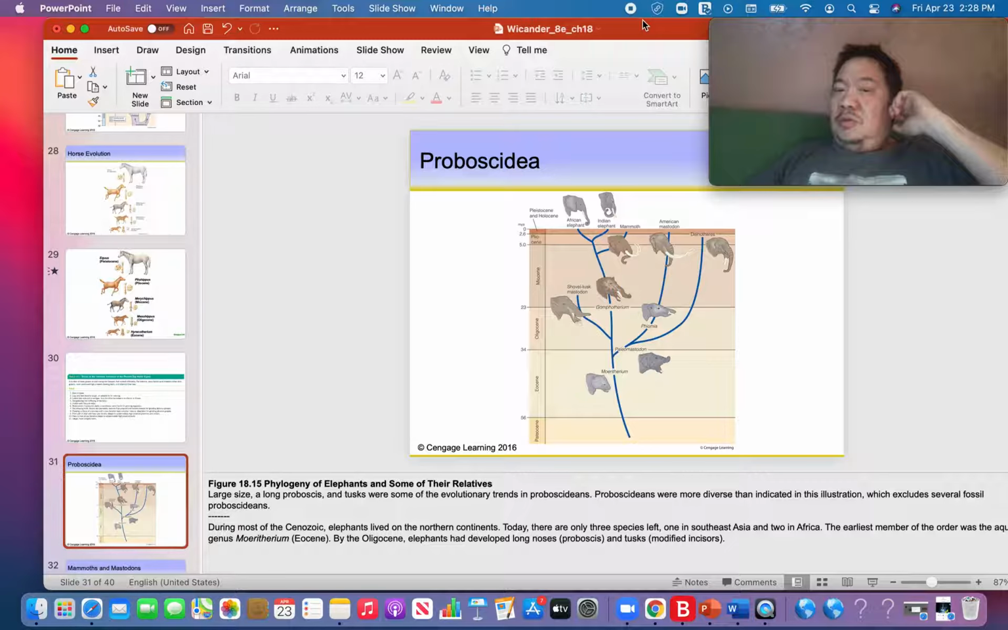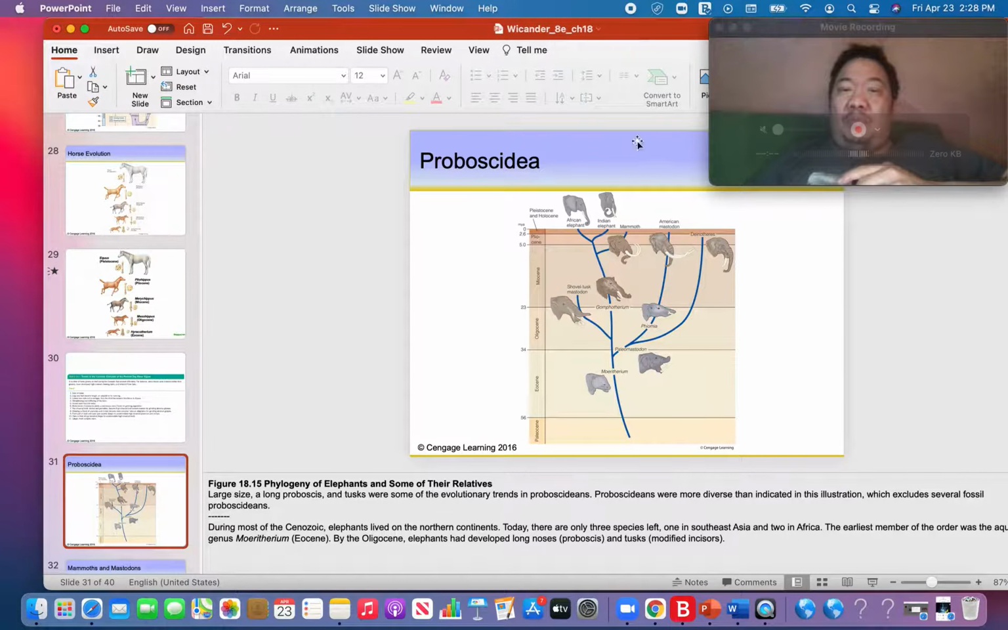I'm sorry. All mammals belong to phylum Chordata. They're all chordates. And then the class would be Mammalia. The order would be Proboscidea. So order Proboscidea is a type of mammal.